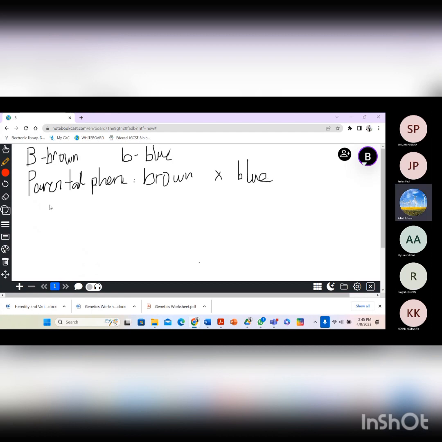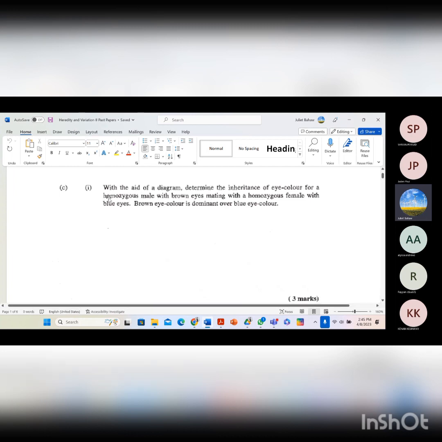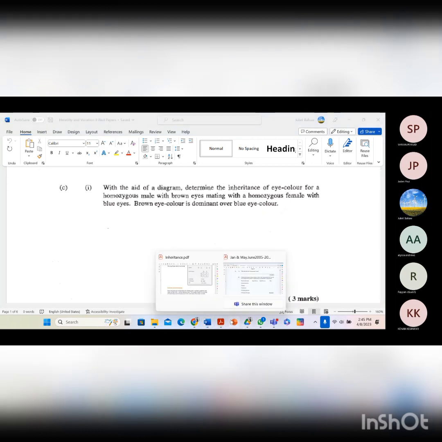All right, and then you have parental genotype. I have to write shorthand now because of time. So now we're putting 2 capital B because the question said homozygous, which means same alleles. So let's go back to that question just to make sure. So they said the homozygous male with brown eyes mating with homozygous female with blue eyes. So we are correct by using both of them in capital and both of them in small letters.